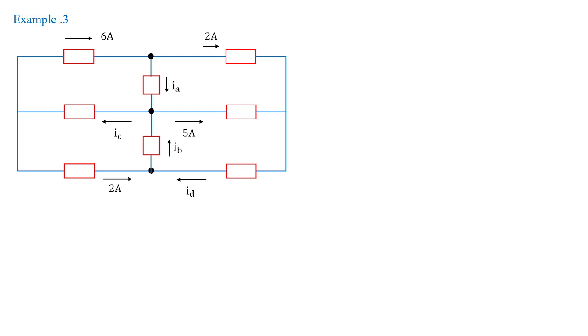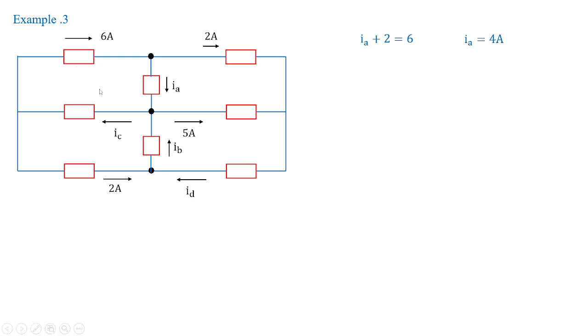Let us go into example 3, where you need to find out the currents IA, IB, IC, and ID. Now clearly you can see ID, if you look into this particular branch, it is connected to this particular node over here, where 2 amperes and 5 amperes are incoming and ID is outgoing. So with that, I'm going to get the value of ID, which is equal to 7 amperes.